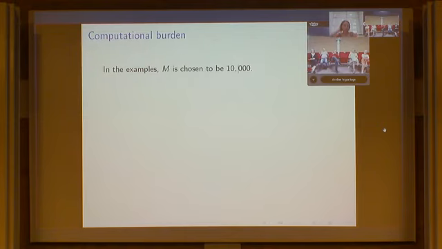And then the last thing we have in that paper is thinking about the computational burden. I'll be really brief here. The details are there, but usually the M was 10,000 draws. So you take 10,000 draws from the posterior distribution, and you have to take 10,000 draws for each of the posterior distributions.